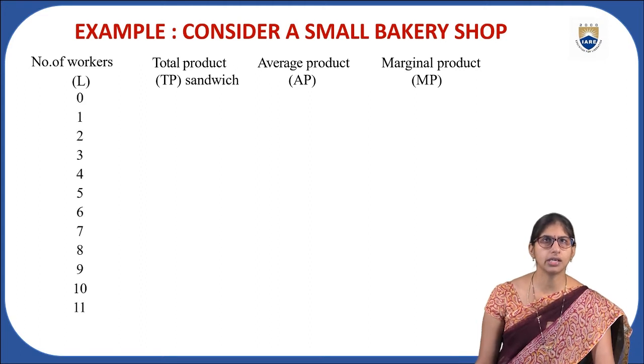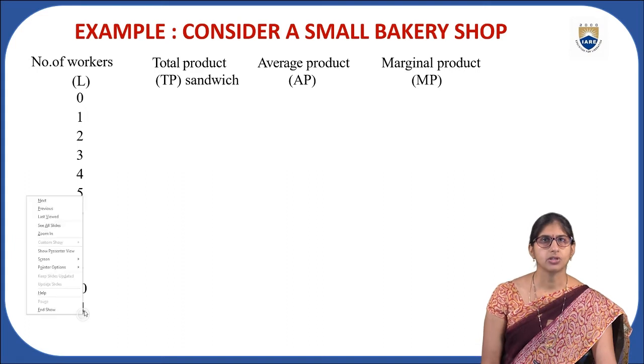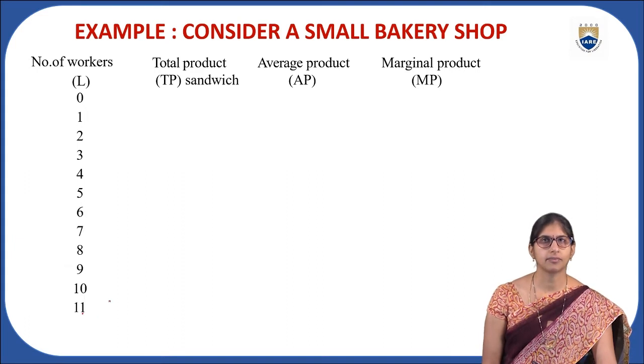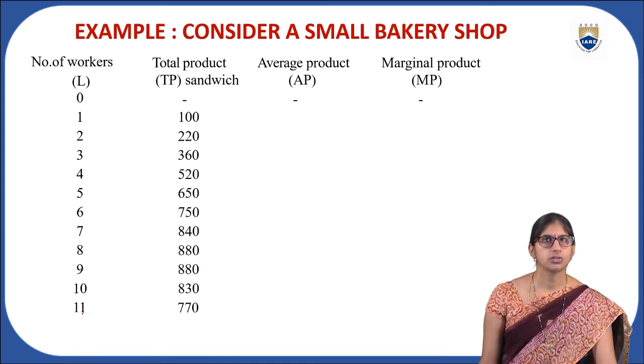Okay. So here I have taken a number of workers, that is 0, 1, 2, 3, 4, 5, 6, 7, 8, 9, 10, 11. Okay. So we have the number of workers here. So now coming to what is the total product.